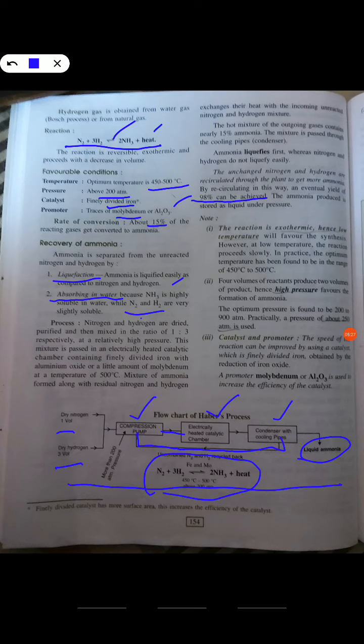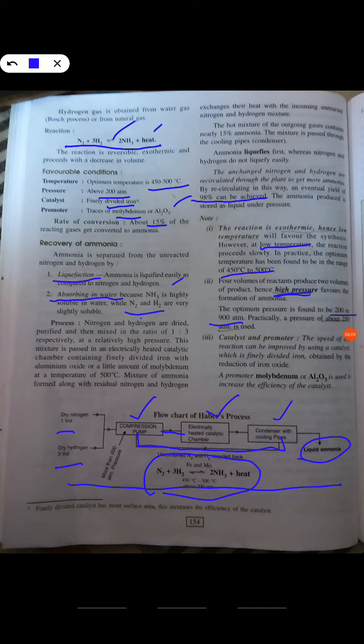Now for this particular reaction, why do we take a temperature of 450 to 500 and pressure of 200 to 250 atm? Actually this is a reversible reaction, and reversible reactions like this are favored by low temperature and high pressure. But it is seen that if we take a very low temperature, the process goes very slowly. So an optimum temperature of 450 to 500 degrees was found appropriate. Now high pressure favors this particular reaction. So a pressure between 200 to 900 can be taken. Practically a 250 atm pressure is used.